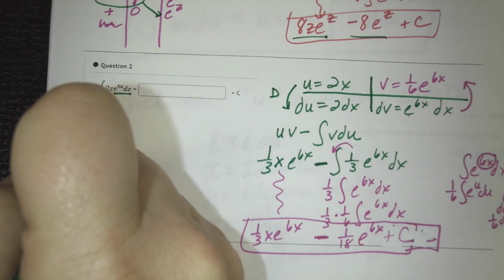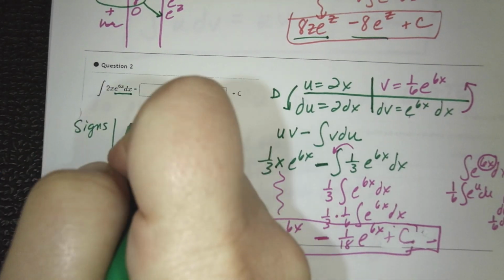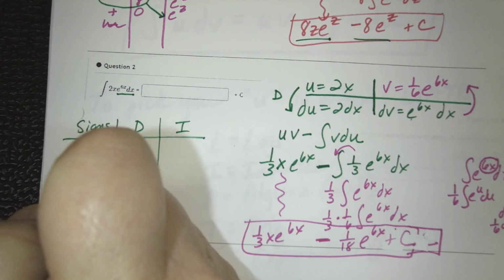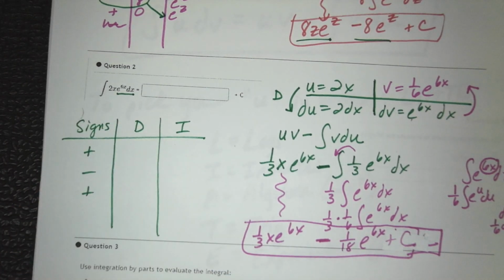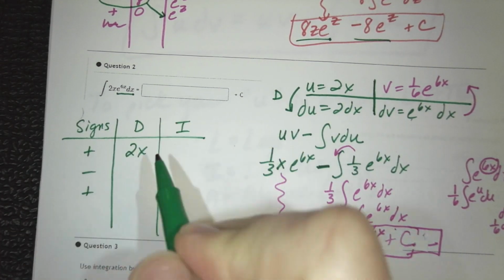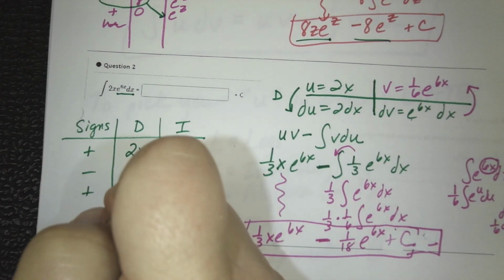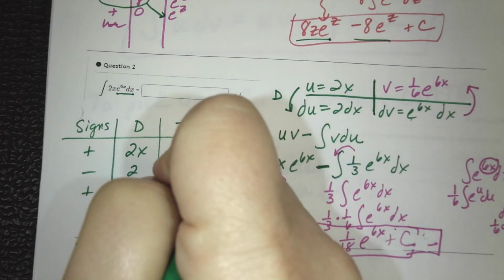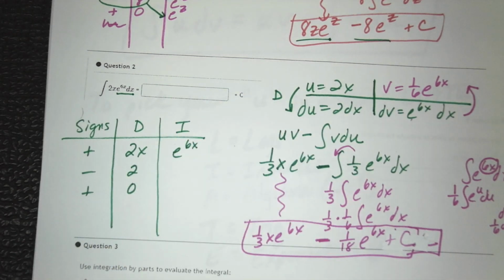Okay, let's do it the sines derivative integral way. Plus, minus, plus, you just write them as much as you can. Keep the same u. The u was what? 2x. What's the derivative of 2x? 2. What's the derivative of 2? Once you get to 0, you're good. Just stop. And now, here you would put e to the 6x. Okay, and we already integrated e to the 6x.